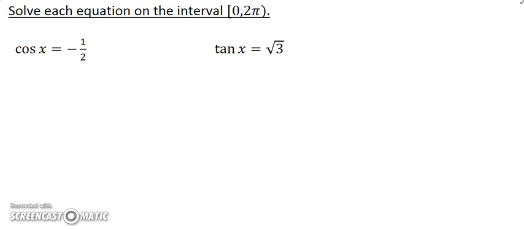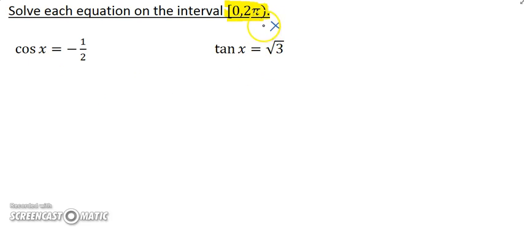Our goal for this learning target is to be able to solve some trigonometric equations, things that look like this. Cosine of x equals negative 1/2. Now, it's worth pointing out in the instructions here, it says solve this on the interval from 0 to 2 pi. So in other words, I'm only looking for values of x that are between those two values.